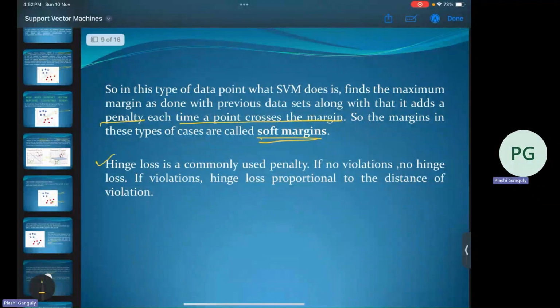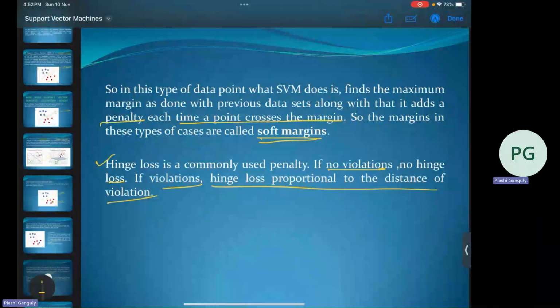Now, hinge loss is a commonly used penalty. If there are no violations, there is no hinge loss. If violations are there, the hinge loss is proportional to the distance of the violation. So if a point is violating the margin, we apply a hinge loss which is proportional to the distance of the violation, how much it is getting violated, right?